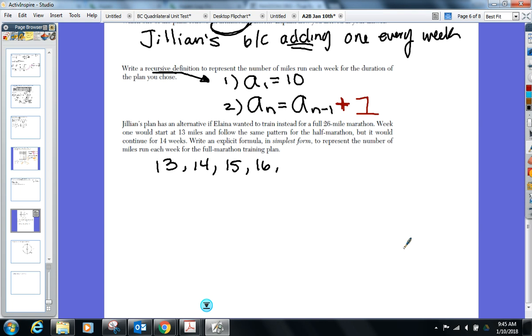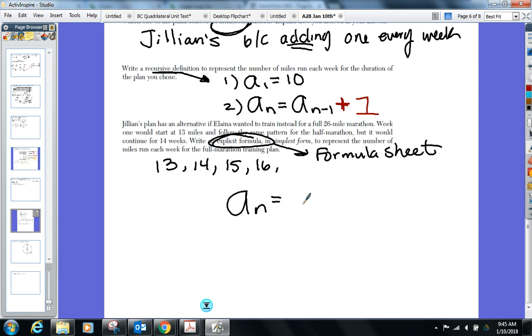Great. Write an explicit formula. That's why you have your formula sheet out. The explicit formula is on your formula sheet. Everyone see where it says arithmetic sequence? Okay, what's that formula? A sub n equals A1 plus n minus 1 times D. Our old buddy there. Yep. You're going to try to plug in everything but n.